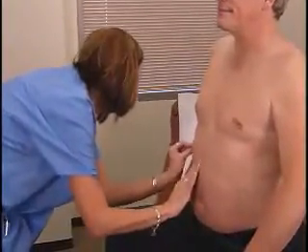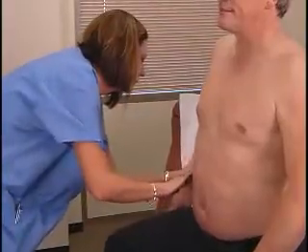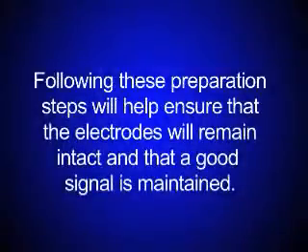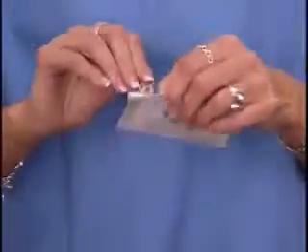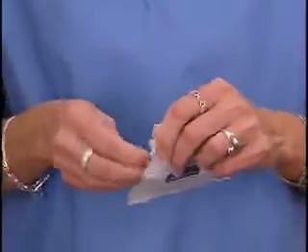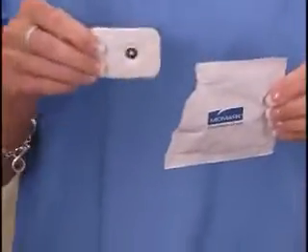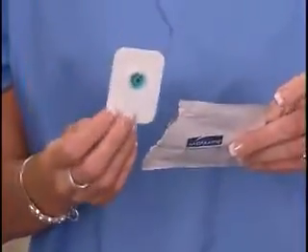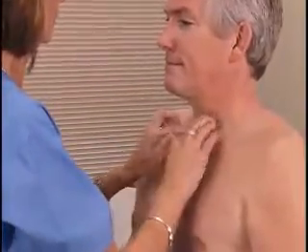The electrodes need to stay in place on the patient for at least 24 hours. Following these preparation steps will help ensure that the electrodes will remain intact and that a good signal is maintained. Now you are ready to place the electrodes on the patient. If you are not wearing gloves during the placement procedure, try not to touch the adhesive backing of the electrode, as the oils from your skin could reduce the electrode's ability to adhere properly.